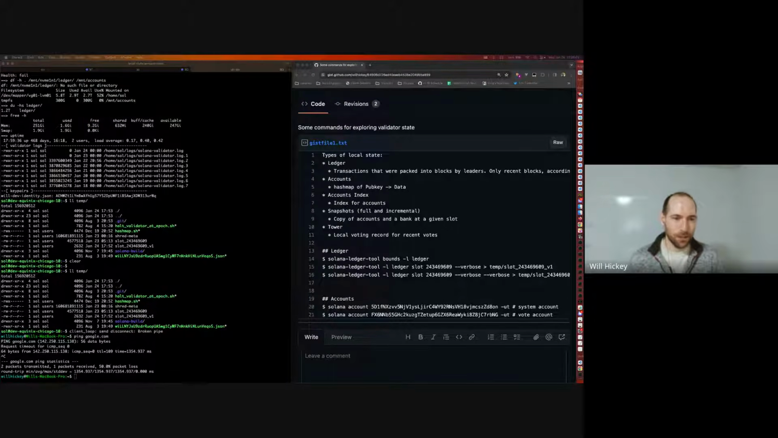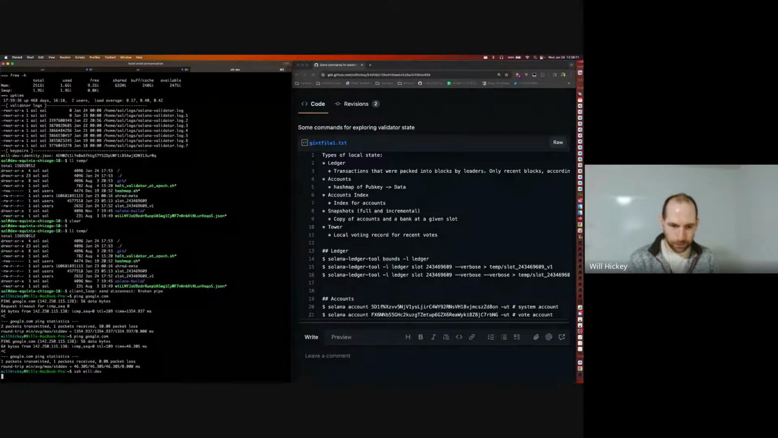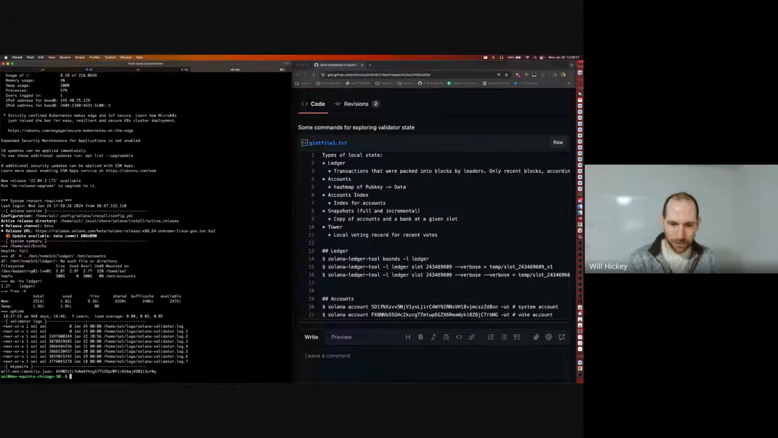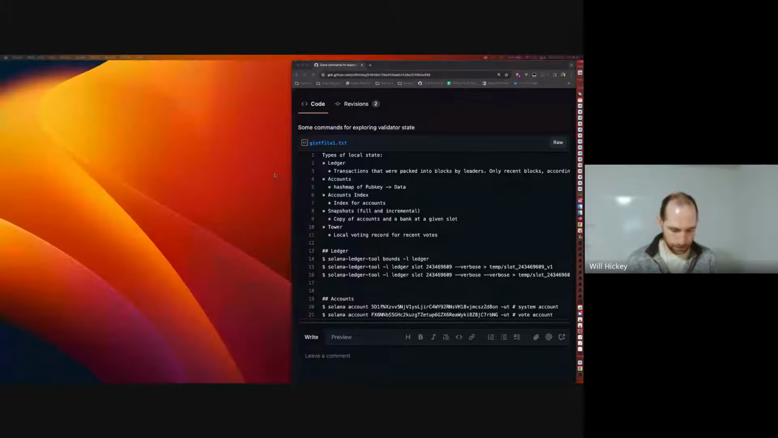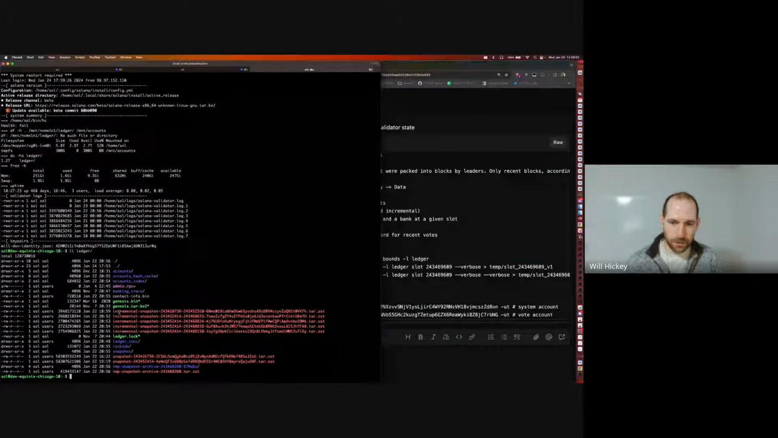I've got a shell window up here, I might as well just show this while I'm talking. And again, this is probably review for nearly everyone on the call, but if there's anyone here who isn't familiar with this, hopefully you'll learn something here. Okay, so this is a node that I have running on mainnet right now.